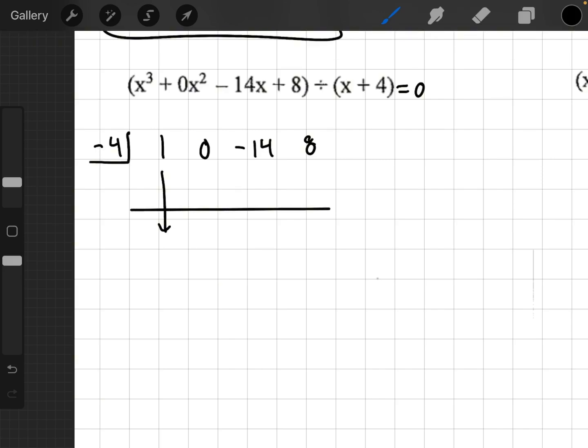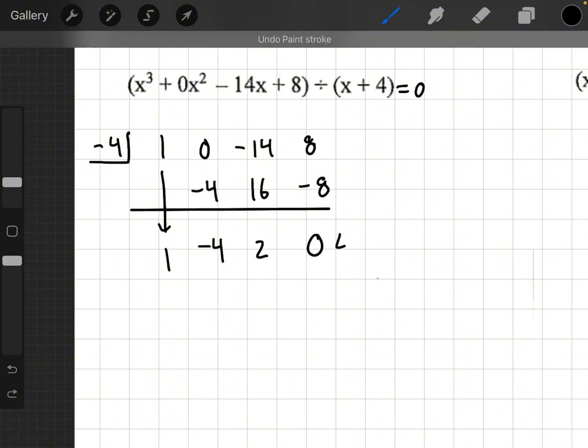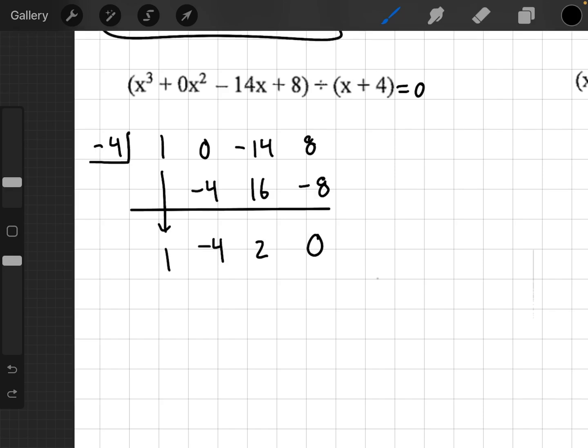We'll bring down the first term, 1. 1 times the root is negative 4. Adding these together, we get negative 4. Negative 4 times the root is 16. Add those together, we get positive 2. Positive 2 times the root is negative 8. Adding these together, we get 0. This time, we don't have a remainder, so we won't have to add anything to the end.